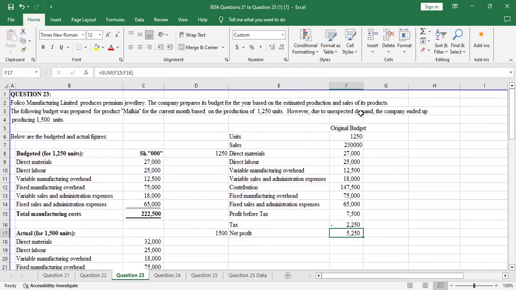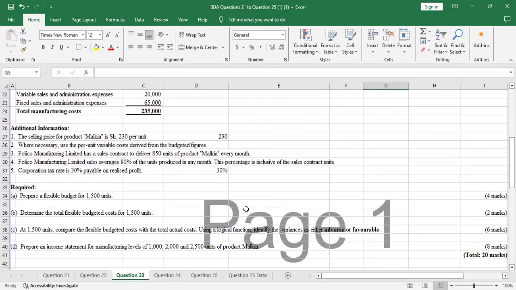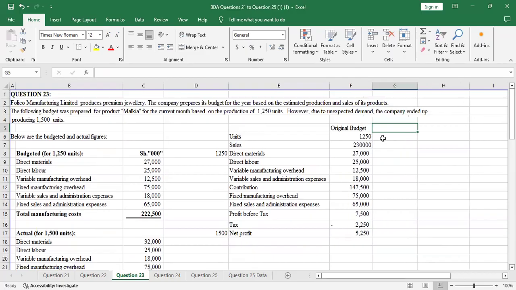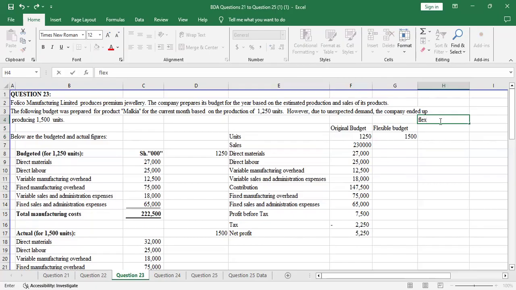And I was just using the original budget to be able to calculate the flexible budget, because what the examiner requested of you was to prepare a flexible budget for 1,500 units. So I'll extend this. Yeah, so the flexible budget, now for me to get the units were 1,500. We are told at 1,500 units produced. So what I love here, I love the flexing ratio or the flexing factor.